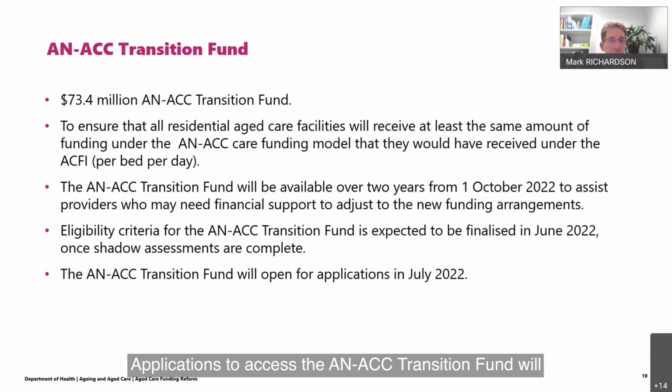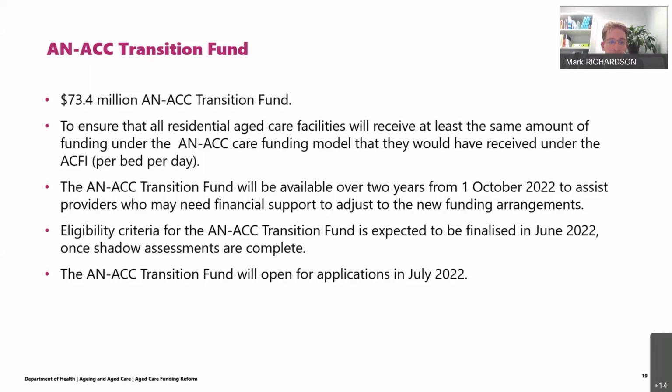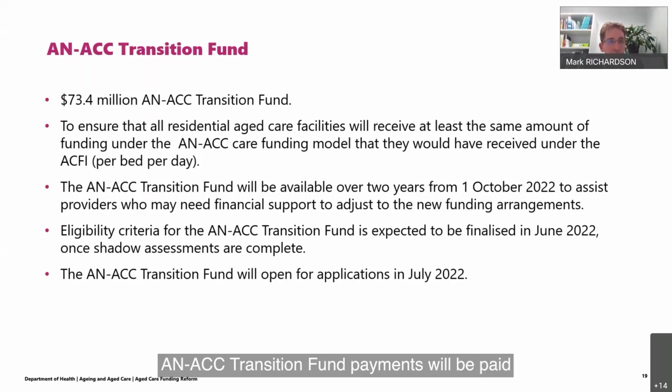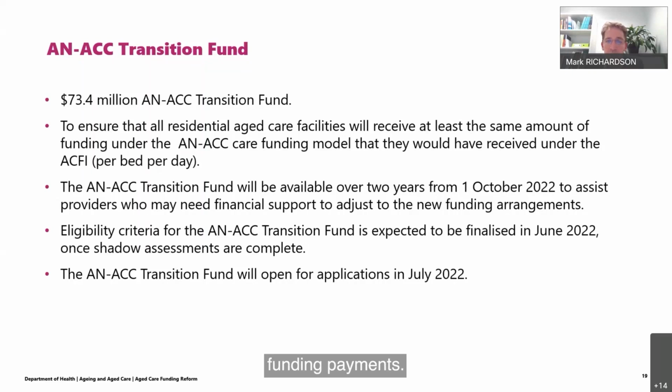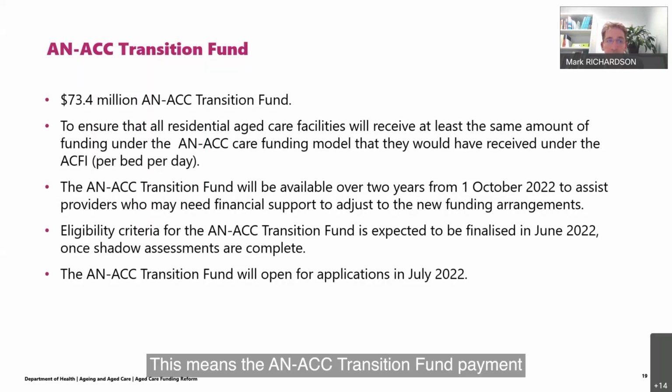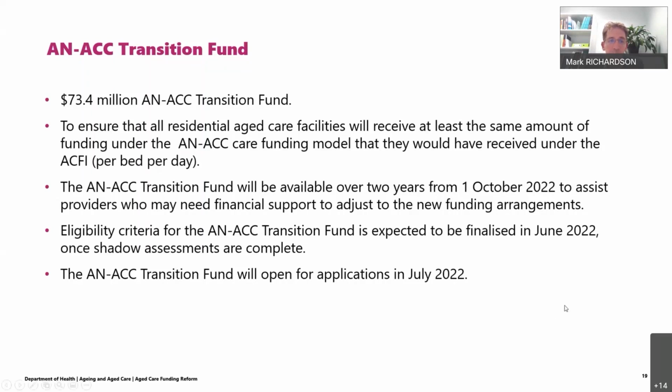Applications to access the AN-ACC Transition Fund will be assessed individually against the criteria that will be outlined in the Grant Opportunity Guidelines and include a check for any compliance action. AN-ACC Transition Fund payments will be paid monthly in arrears based on actual AN-ACC data submitted and will be paid separately to AN-ACC funding payments. This means the AN-ACC Transition Fund payment amount will vary month to month depending on the actual AN-ACC funding claimed.